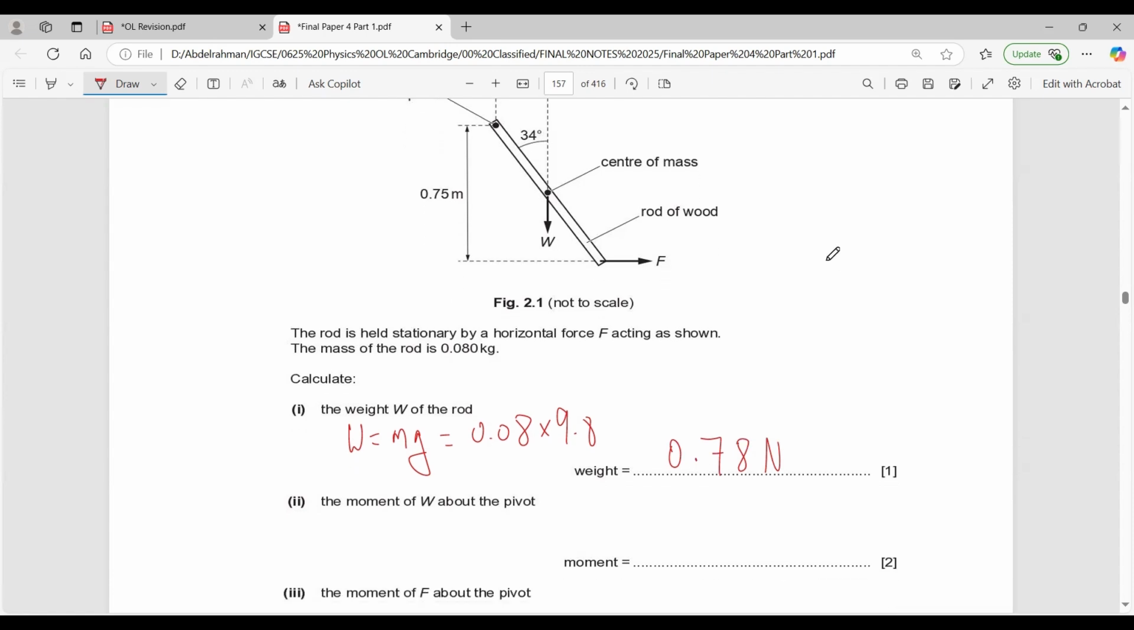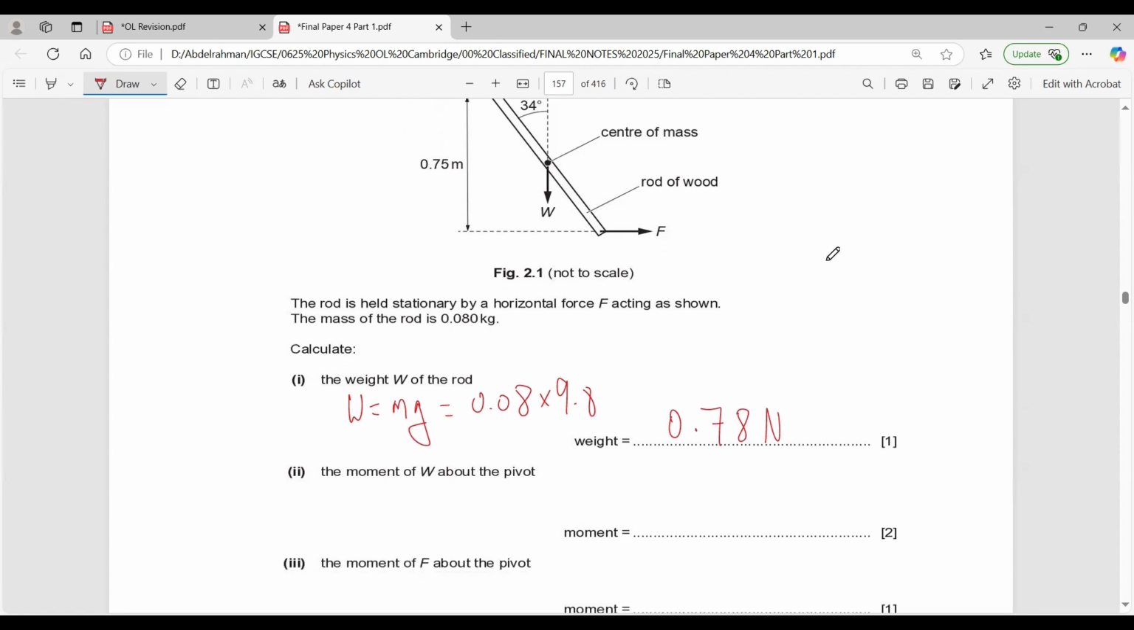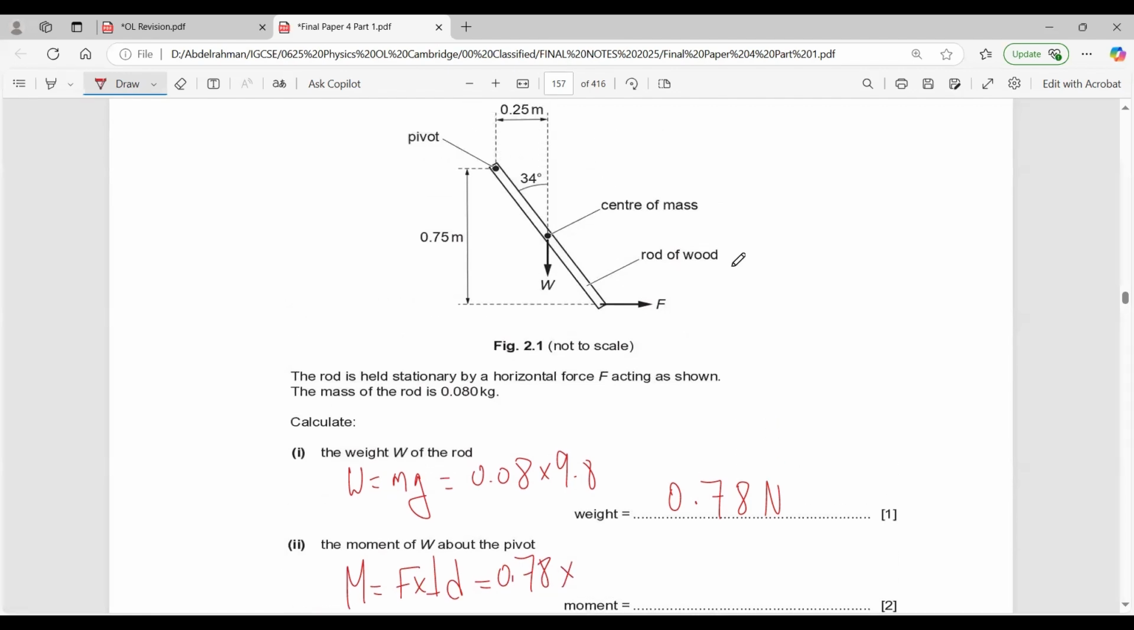Can I find the moment of W about the pivot? Yes, I can. Moment equals force times perpendicular distance. The force is 0.78. What is the distance? The distance is 0.75 divided by 2.